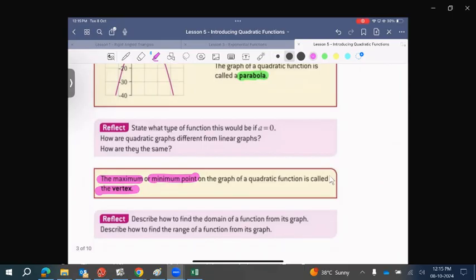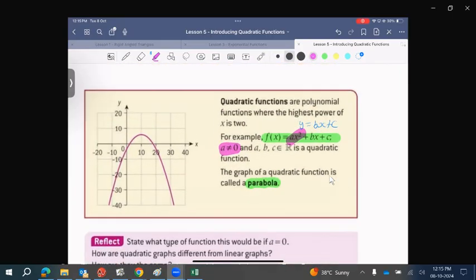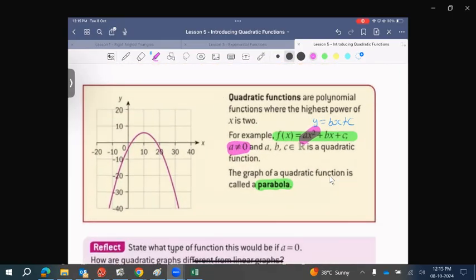So what would be the domain of this function here? What would be the domain of this function that's drawn? All real numbers. So our domain of the graph is all real numbers. So we can say that X is a member of the set of real numbers. This would be the domain. So any number can be X.